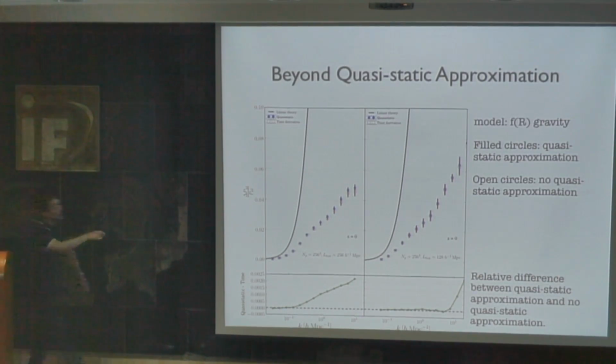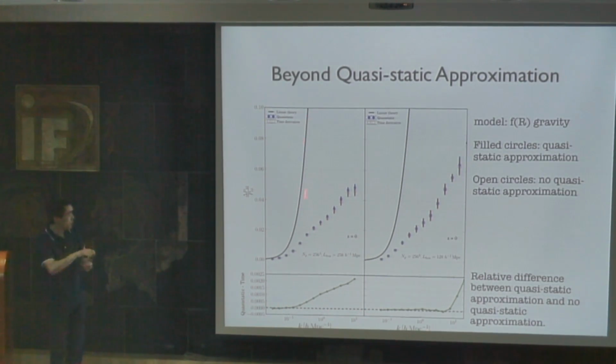So this is a test of the effect of the quasi-static approximation in one of the models, the f(R) gravity model, which is a specific case of chameleon model. Here I'm showing the relative enhancement of the matter power spectrum as a function of length scale.